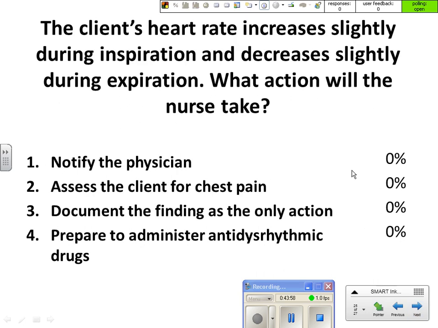The client's heart rate increases slightly during inspiration and decreases slightly during expiration. What action will the nurse take? Notify the doctor, assess for chest pain, document the finding as the only action, prepare to administer antidysrhythmic drugs.